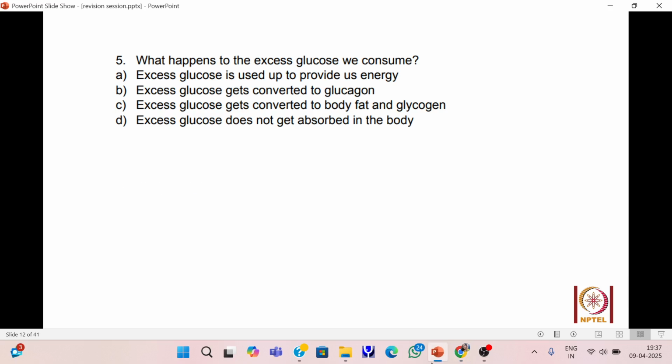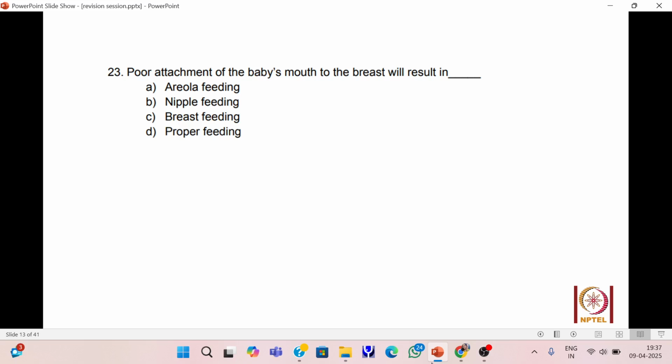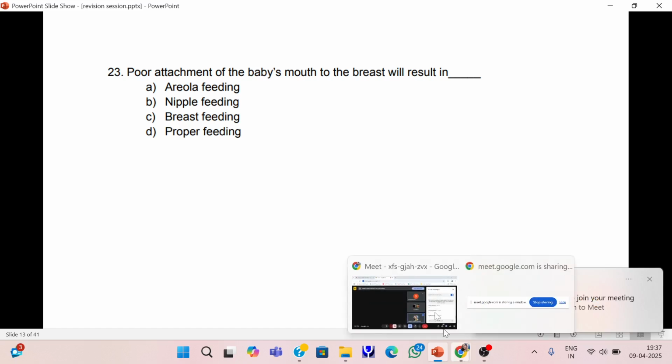Let's see what is the correct answer. It is C. Excess glucose gets converted to body fat and glycogen. Moving on to the next question. Poor attachment of the baby's mouth to the breast will result in areola feeding, nipple feeding, breastfeeding, proper feeding. Start answering.